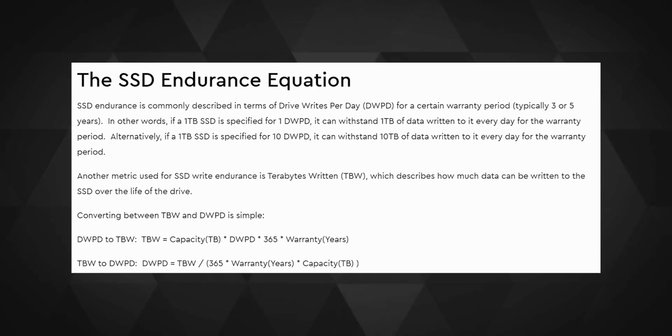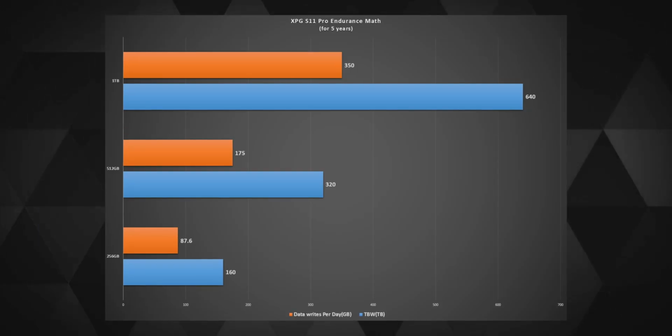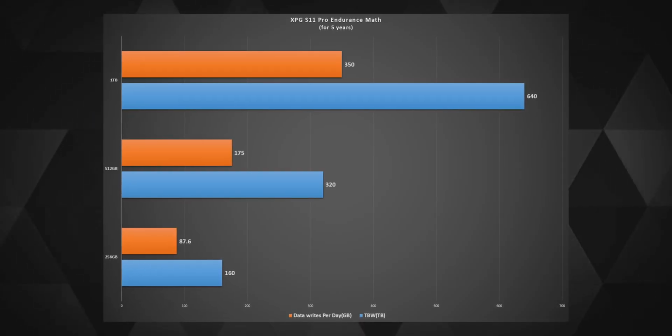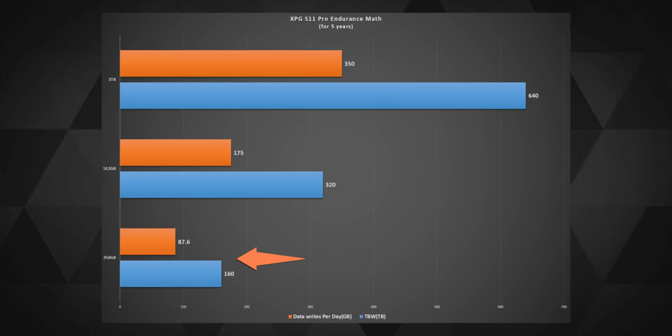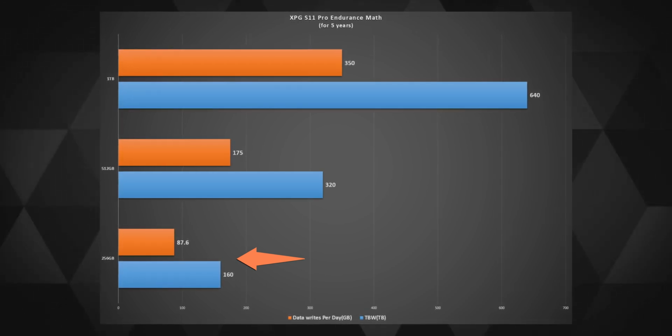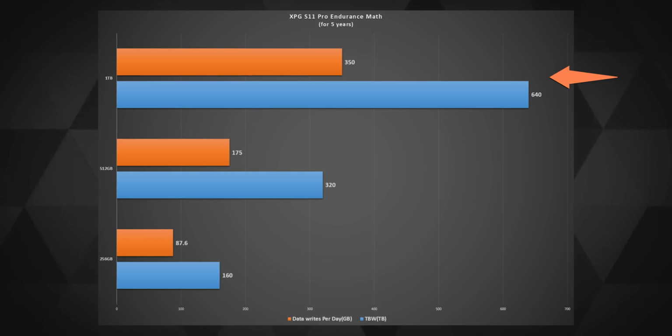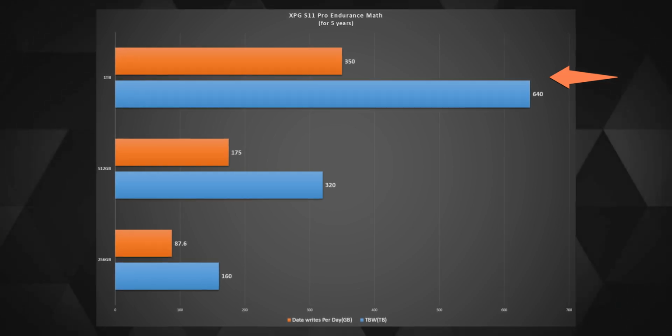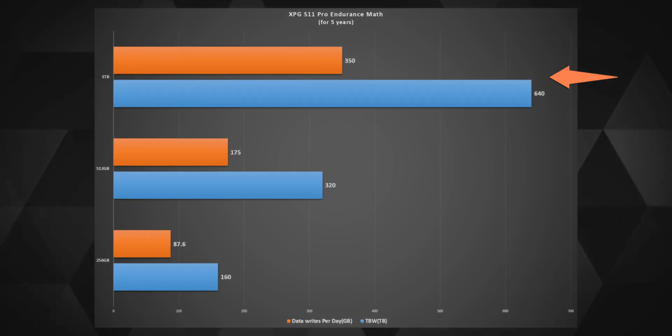So for example, to effectively make this 512 GB SSD reach its end of life within the 5 years of warranty period, you need to write at least 175 GB of data per day continuously for 5 years. The 256 GB one, in contrast, has a TBW of 160 terabytes, which means 87.6 GB per day, and the 1 terabyte can withstand 350 GB per day for 5 years to push it towards the end of its life.